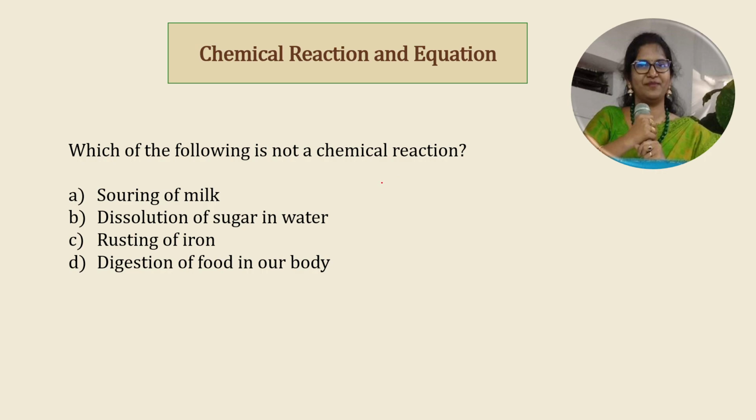Which of the following is not a chemical reaction? What is a chemical reaction? Where a new substance is formed. Okay, souring of milk. Is it a chemical reaction? Yes. Dissolution of sugar in water. That means we are mixing, it is forming a sugar solution. Is it a chemical reaction? No. Rusting of iron. Obviously, see what is happening? Iron reacts in the presence of air and forms iron oxide, right? So this is a chemical reaction, and the correct answer is dissolution of sugar in water.